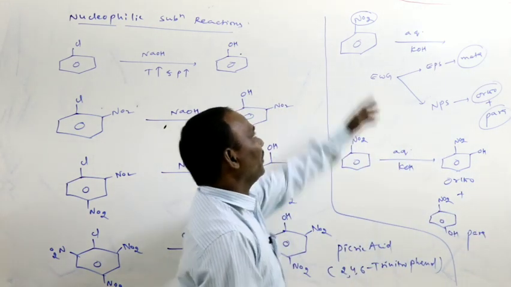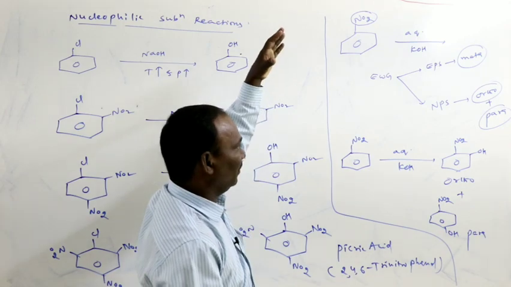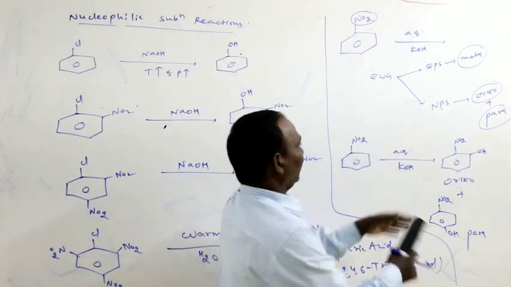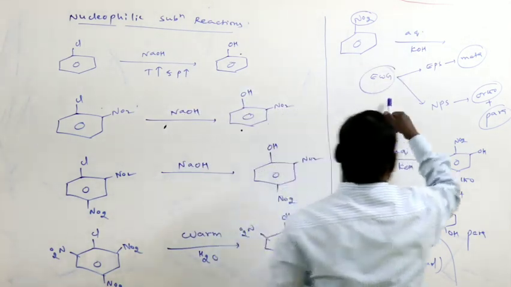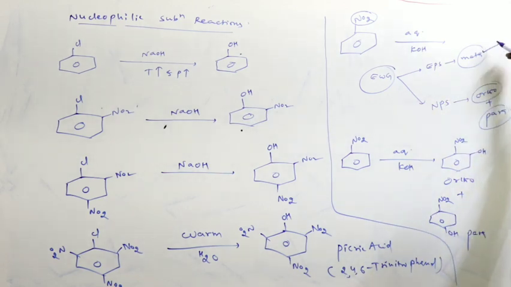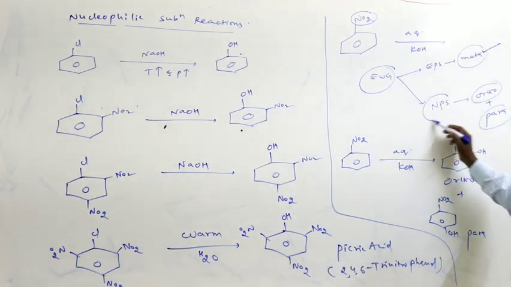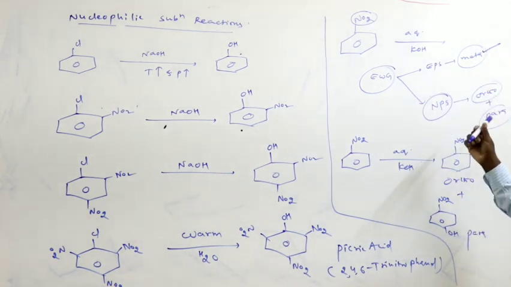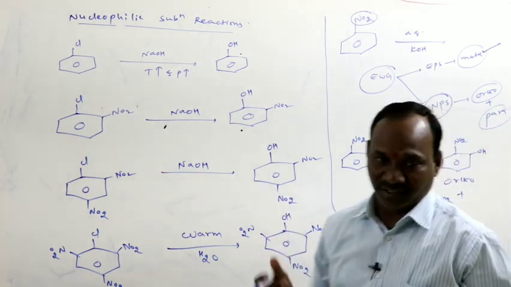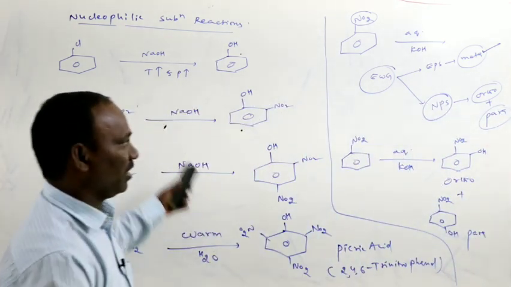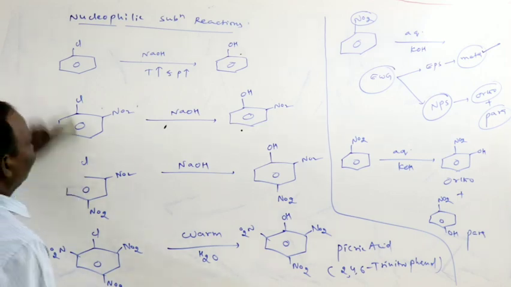Because the reason is the NO2 group is an electron withdrawing group. In the presence of an electron withdrawing group, electrophilic substitution takes place at the meta position, but nucleophilic substitution reaction takes place at the ortho and para positions. Okay, these are the substitution reactions on nitrobenzene.